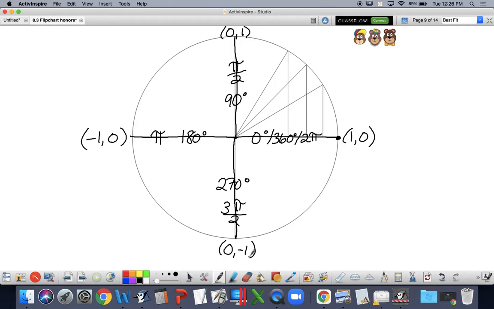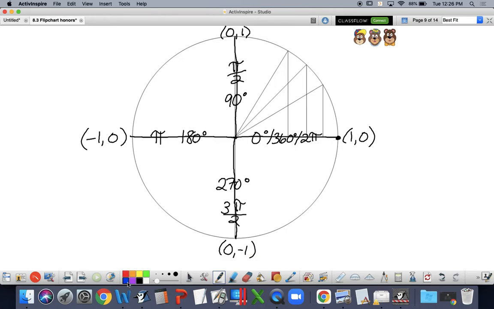So right now, if I ask you, without looking at your table, what is the sine of 90 degrees? 0, 1. Which part of the coordinate point do I look at for sine, the x-coordinate or the y-coordinate? The y-coordinate. So the sine of 90 degrees is 1. The cosine of 90 degrees is 0. This is how we're going to end up using our unit circle.